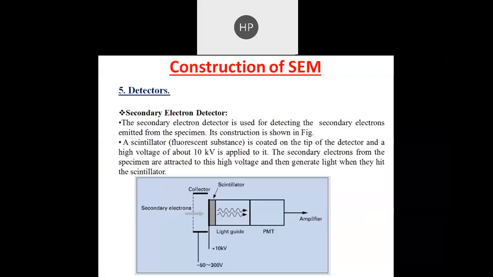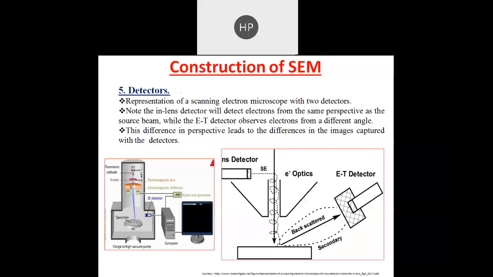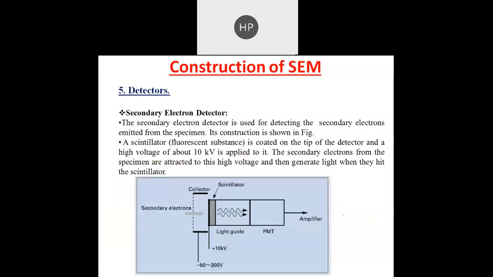Secondary electron detector. Okay, so this is the secondary electron detector. The secondary electron detector is used for detecting the secondary electrons emitted from the specimen, and its construction you can see over here. Okay, so these are the secondary electrons which are collected by the secondary electron detector.